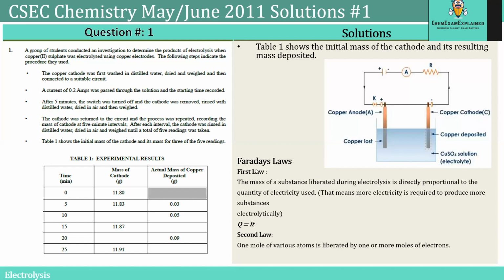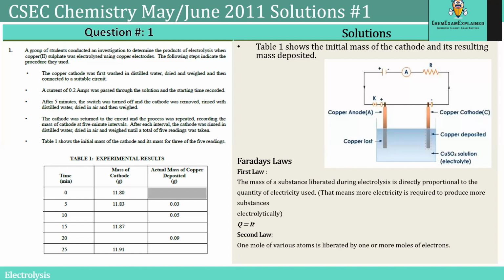Here I put Faraday's laws that we should know because they contribute to what is going on here in the electrolysis process. Faraday's first law states that the mass of a substance liberated during electrolysis is directly proportional to the quantity of electricity used. That means more electricity is required to produce more substance. And the second law states that 1 mole of various atoms is liberated by 1 or more moles of electrons.